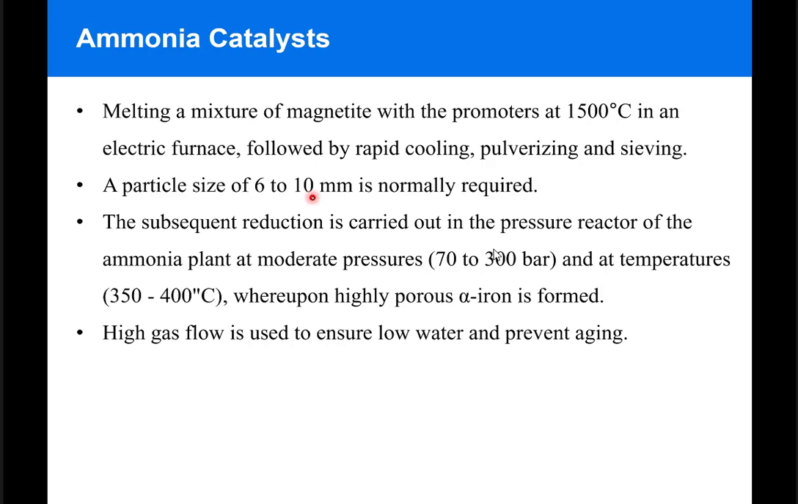And the second step is a subsequent reduction, which is carried out in the pressure reactor in the ammonia plant itself at moderate pressures between 70 and 300 bars at temperatures between 350 and 400 degrees Celsius. During that step, a highly porous iron is formed on the surface of the catalyst. A high gas flow is required in this step to ensure low water and prevent aging of the catalyst.